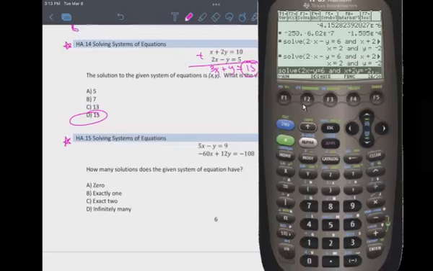And as you're finishing yours up, I'm going to go into my custom tabs, which I already have. F3, choose my system solving template. And I'm going to scroll in front of the and, type my first equation: 5x minus y equals 9. Scroll after my and, type my second equation: negative 60x plus 12y equals negative 108. Again, make sure you use the change of sign key and not the subtraction key.